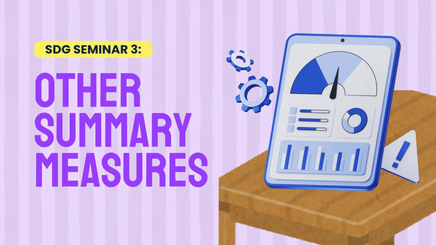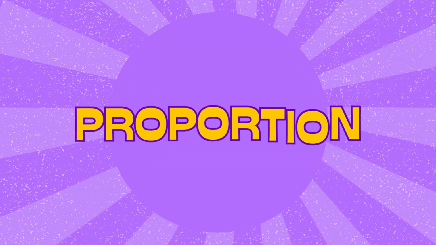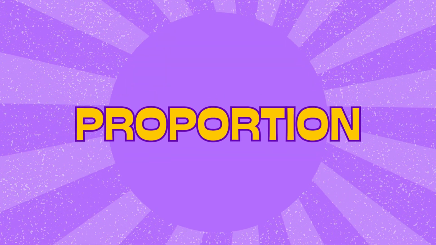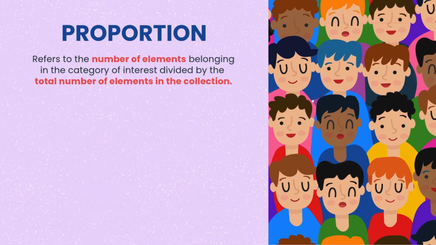Other summary measures. Let's start things off with proportion. By definition, it refers to the number of elements belonging in the category of interest, divided by the total number of elements in the collection. In simple terms, proportion is a comparison of two numbers that each represent the parts of a whole.